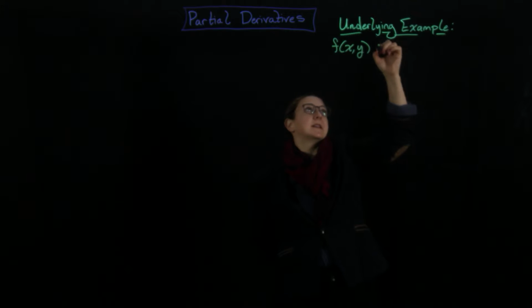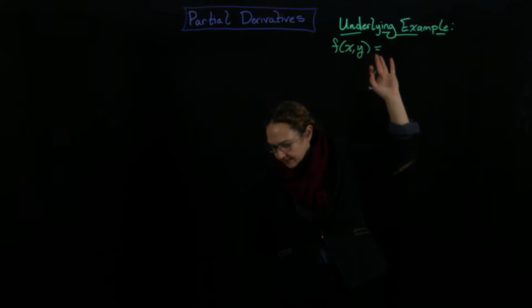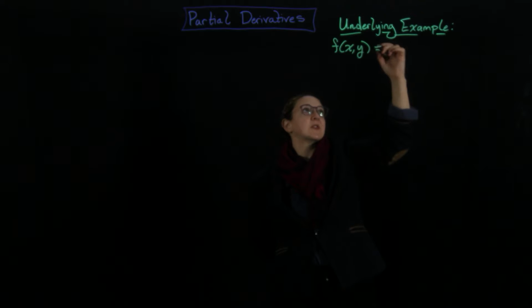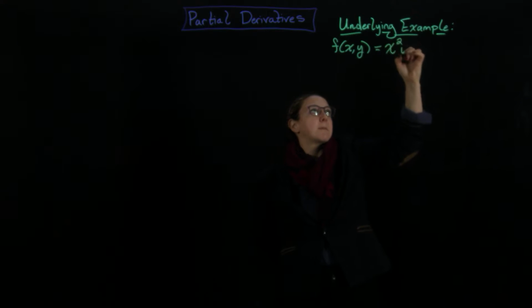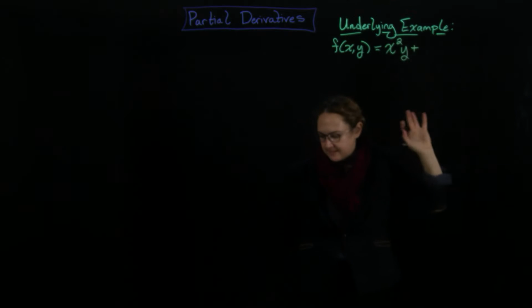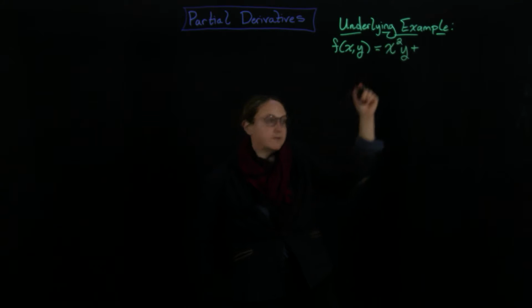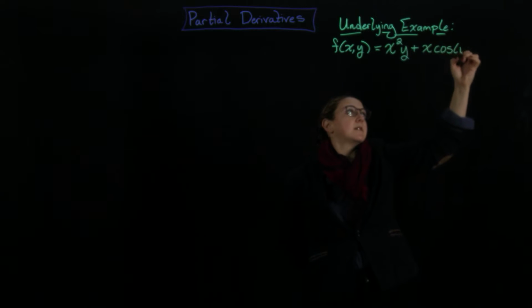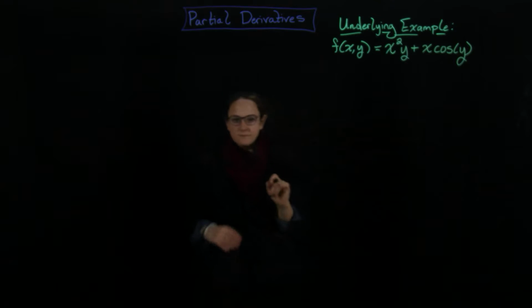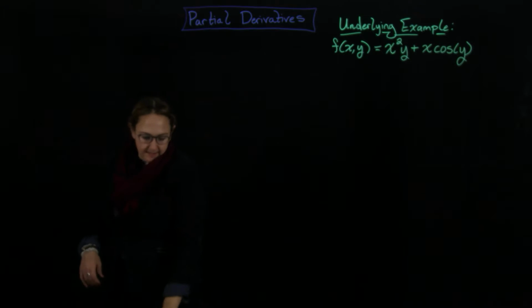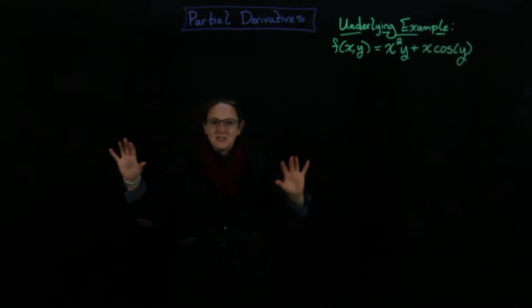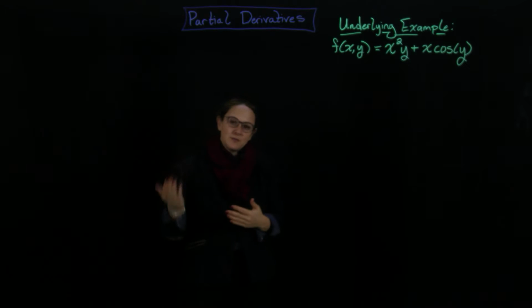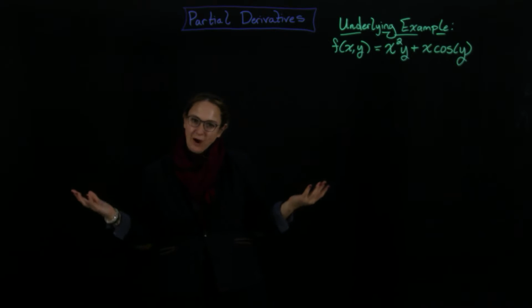And then this is going to equal x squared y plus x cosine of y. Great. And then we're going to go through notation and then how you compute, because we're going to need to talk about the derivative with respect to x and the derivative with respect to y.